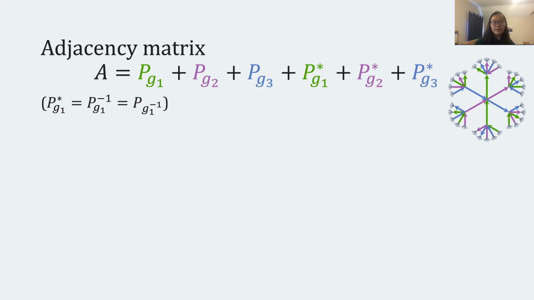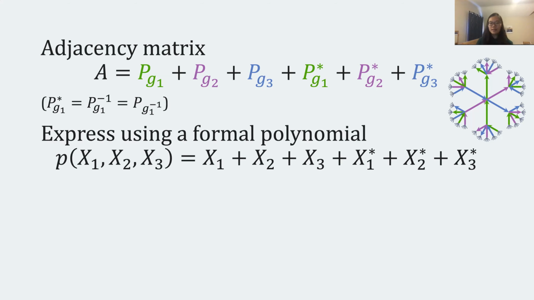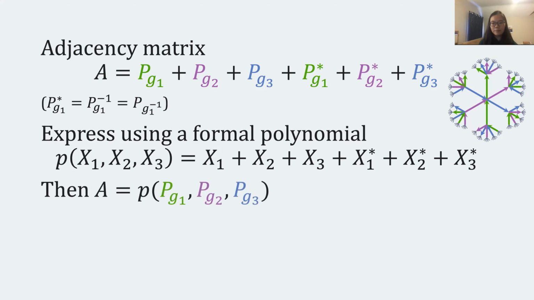And now we can make an abstraction. I want to view this sum not just as a sum, but as a formal polynomial. This polynomial is just going to be the sum of 3 variables and their adjoints. And you can recover the adjacency matrix by just plugging in P, the permutation representations of G1, G2, and G3, into X1, X2, and X3 respectively. As a point of notation, I'm going to omit using the capital P's for the rest of the talk and just identify the permutations with the generators.